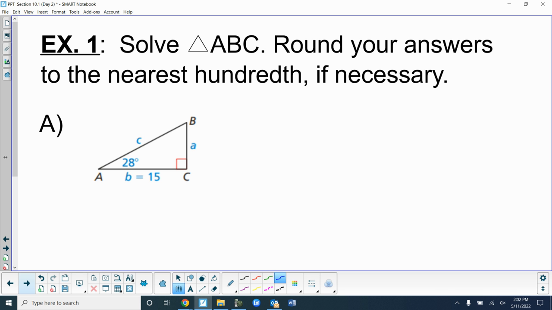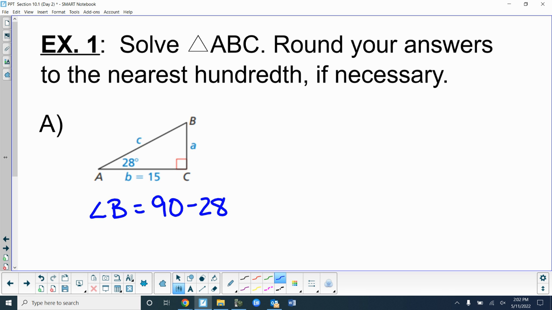So here's our problem. It says solve the triangle. We have to find all our answers, rounded to the nearest hundredth. We need to find angle B, side A, and side C. To find angle B, the first thing I would do is subtract 28 from 90. You know angle C is 90.